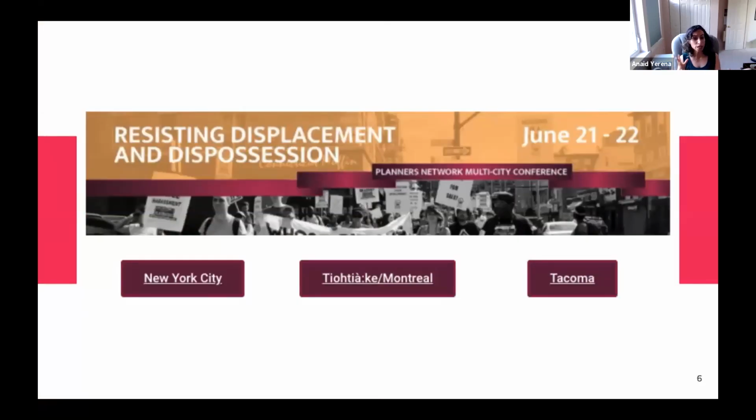After about a year of introductions and meetings and getting to know the group, and in some spaces sharing the concept and the ways that community land trusts work or could work, we came together and put together a proposal to be the third host of last year's Planners Network Conference, Resisting Displacement and Dispossession, which was aligned with the community groups' interest, focus area, and the work that they're trying to engage in. And then that happened last summer.